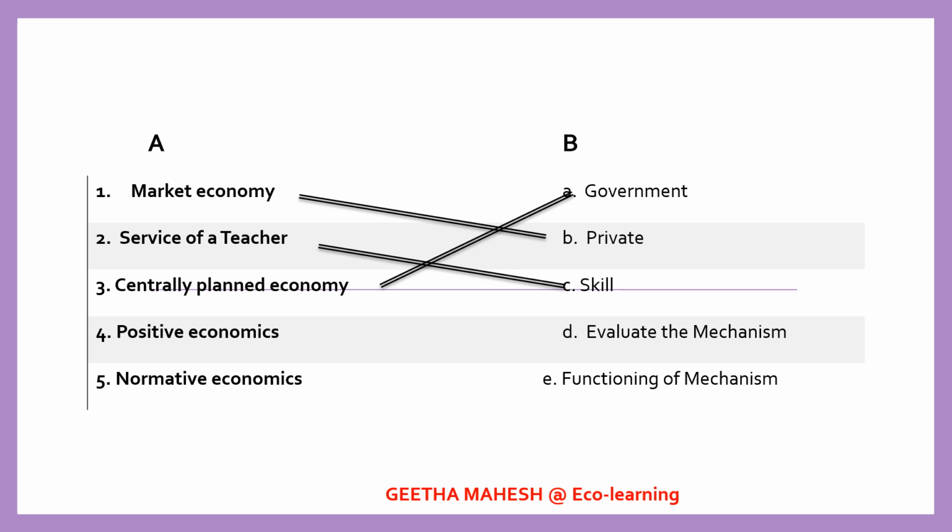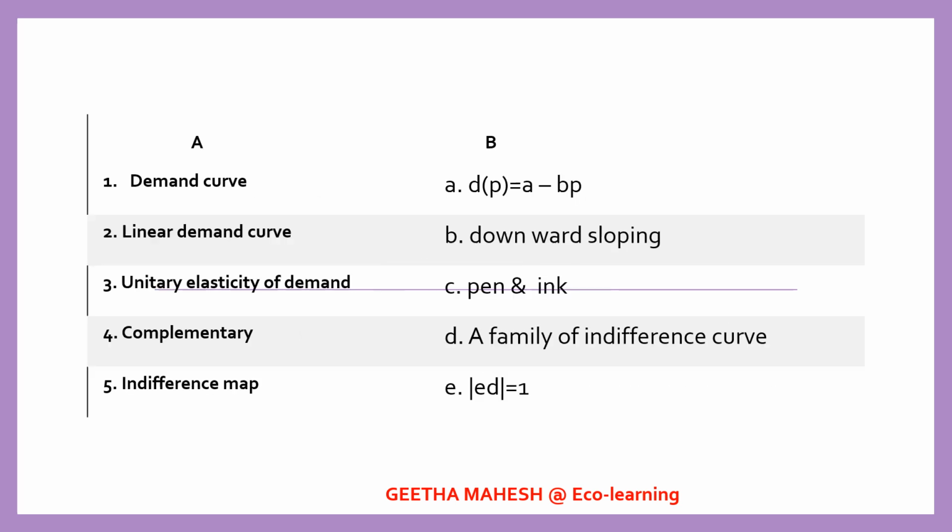Positive economics deals with the functioning of the mechanism. Normative economics evaluates the mechanism. Here you can see demand curve. We know it slopes downwards, so downward sloping. Linear demand equation, D equals A minus BP. Linear equation, A minus BP is the right answer.